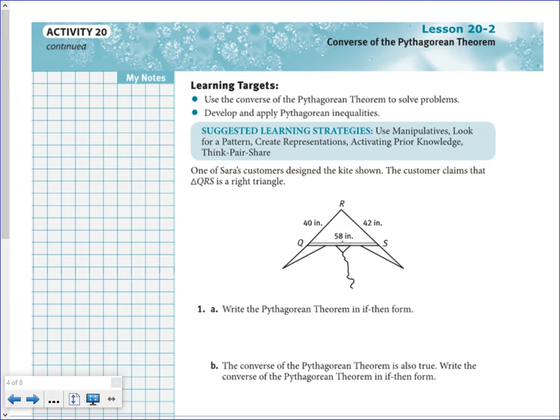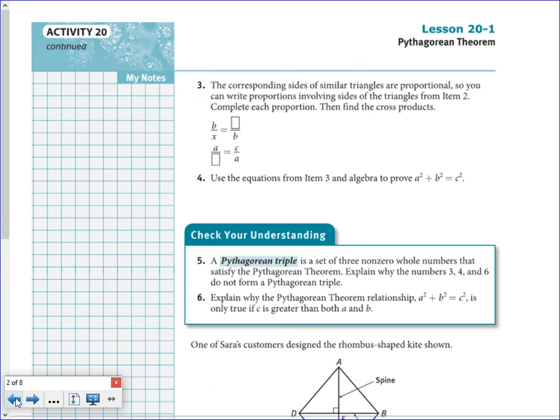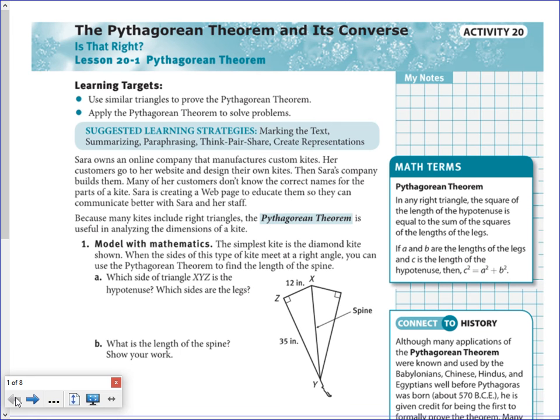So the first thing that we need to do is to write the Pythagorean theorem in if-then form. So they told you the Pythagorean theorem on a couple of pages back. So if you go back in your book, they gave you your Pythagorean theorem here. It was not as an if-then statement though. It was just a statement. So what we can do is take this statement and make it into an if-then statement. It says, in any right triangle, the square of the length of the hypotenuse is equal to the sum of the squares of the lengths of the legs.